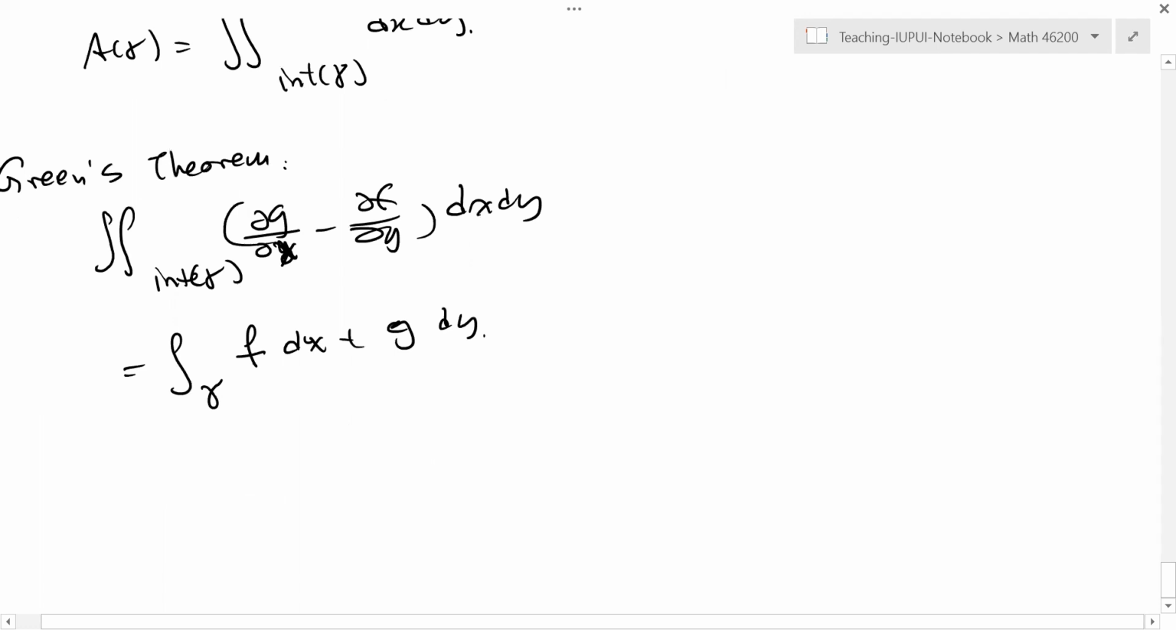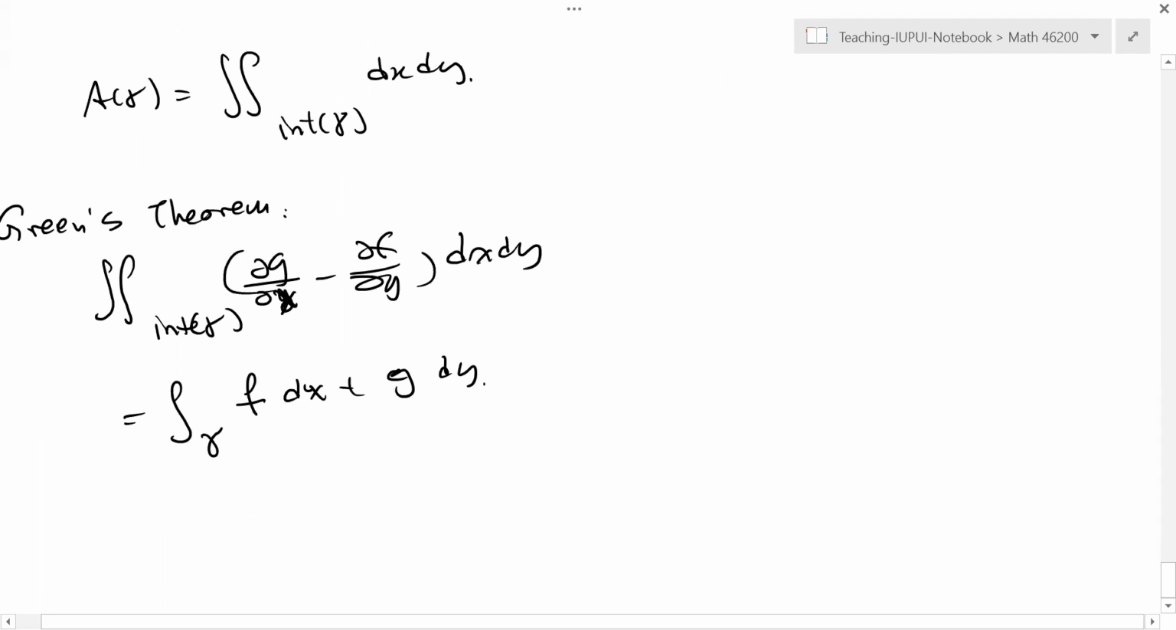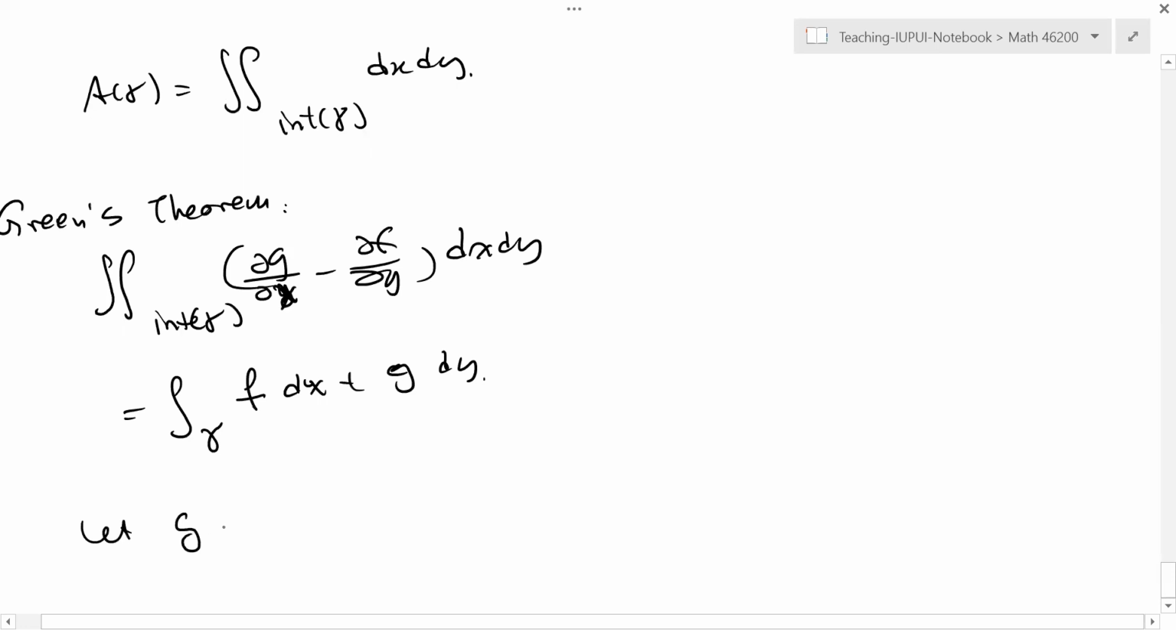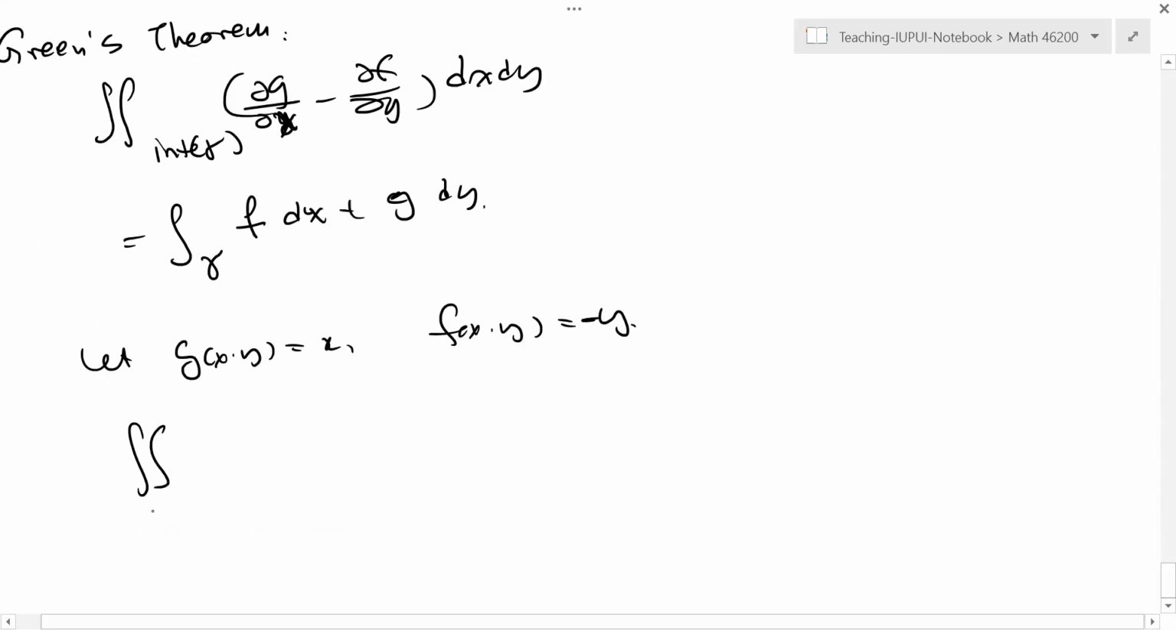This is a very useful formula because in order to get the area, I just take g of xy to be x, f of xy to be negative y, for example. Then the partial derivative of f with respect to y gives negative one, then negative becomes positive. So what you get here is 2 dx dy, and this is the line integral along gamma, f is negative y dx plus g is x dy.